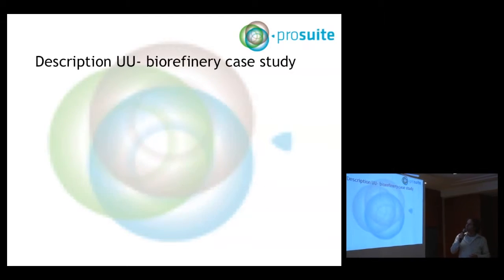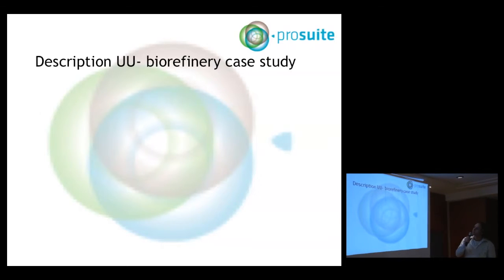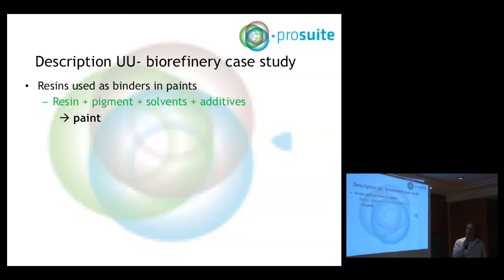So what is this case study about? It's about resins used as binders in paints. And it's actually only the binder, because only if you add a pigment, a solvent and some additives you have the paint. So the focus of this case study is only on the resin material, so on the binders of the paint.